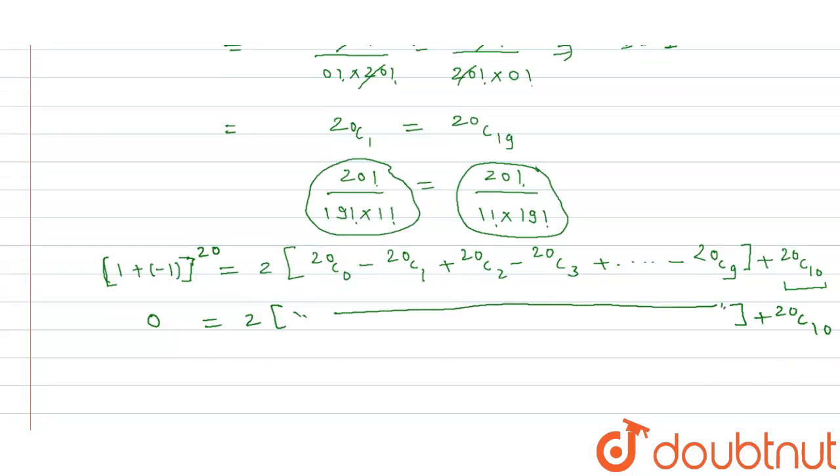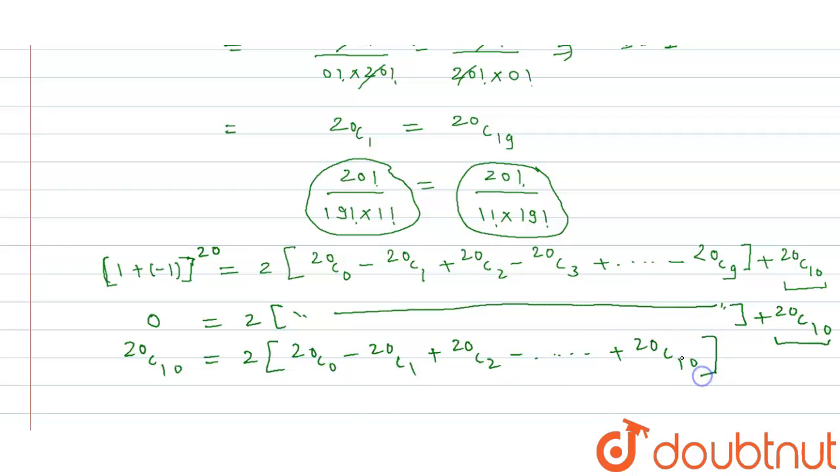Now I am adding 20C10 to both sides. So here 20C10 is equal to, when I add 20C10, it will also become 2 times. So I am writing this as 2 times of 20C0 minus 20C1 plus 20C2 and so on up to 20C10.